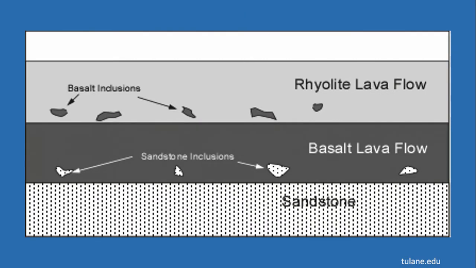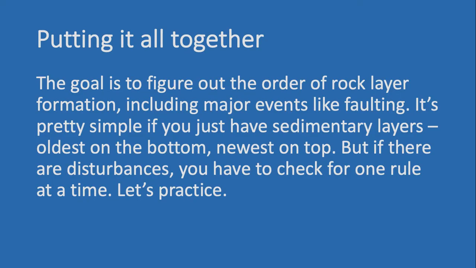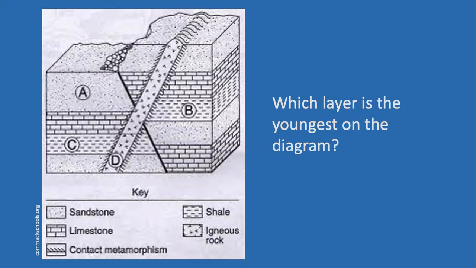Let's take a closer look at that. The goal is to figure out the order of rock layer formation, including major events like faulting. It's pretty simple if you just have sedimentary layers, oldest on the bottom, newest on the top. But if there are disturbances, you have to check for one rule at a time. We'll do a little practice here.